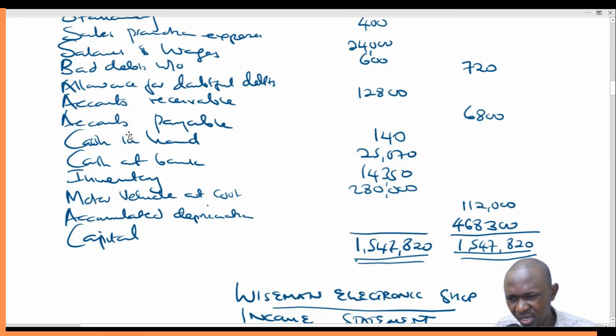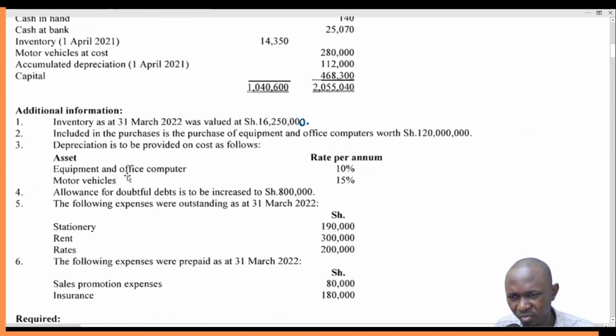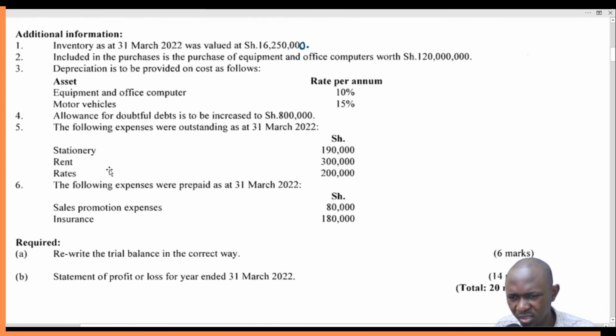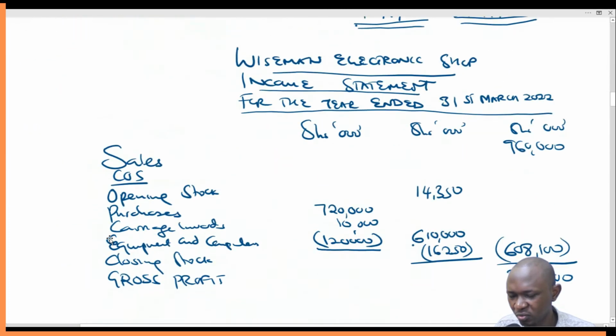I didn't see any income. There is no gain. Additional information, just check to be sure. Inventory, purchases, depreciation, allowance for doubtful debts is to be increased. If it was to be decreased, then it will be a gain, but it is increasing. So, of course, now we don't have any. So we go straight to the expenses and losses.